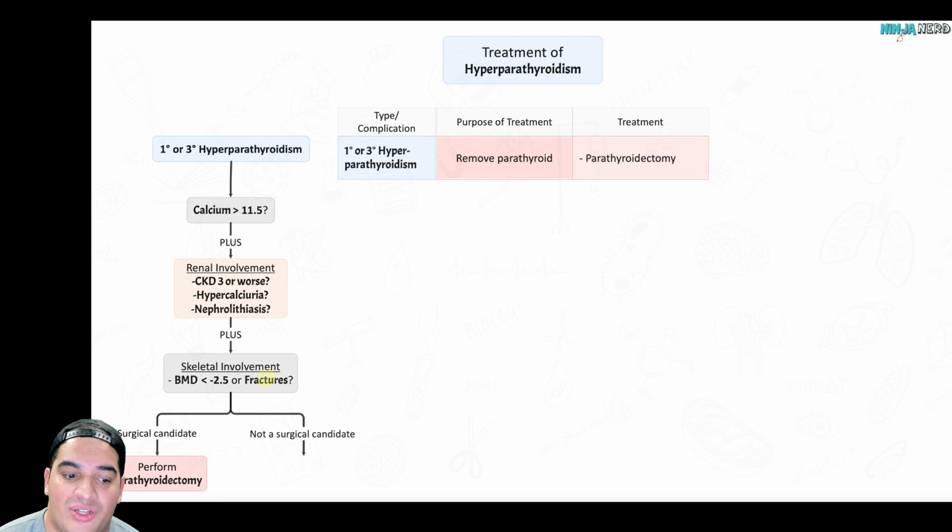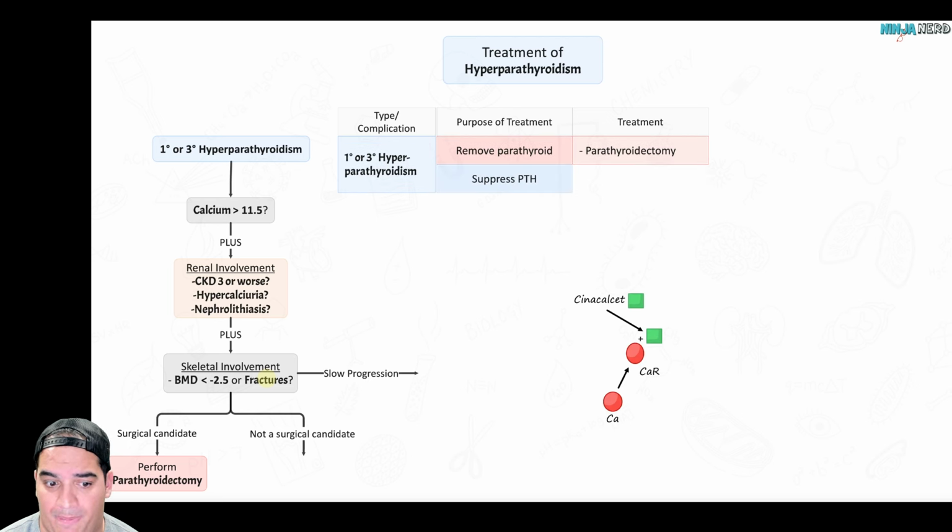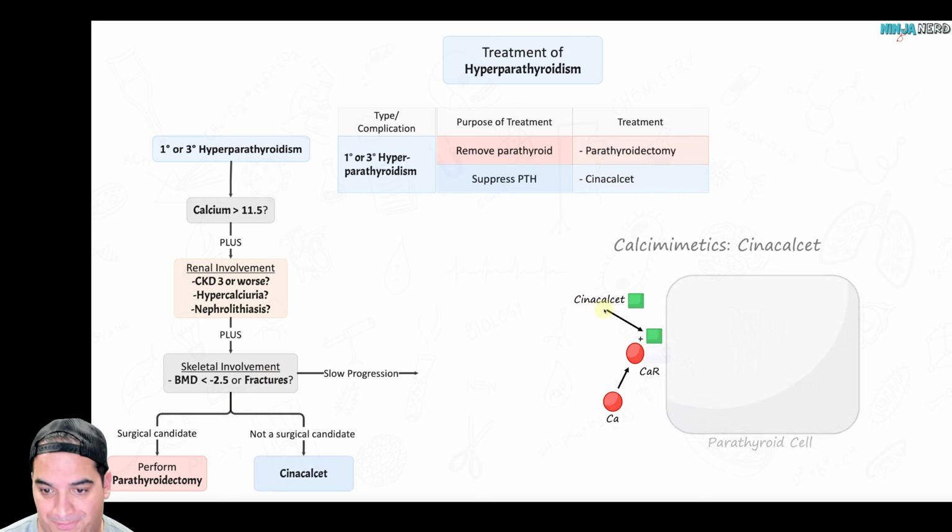If they're not a surgical candidate or they don't want to undergo surgery yet, what you can do is give them something that will try to suppress PTH production. This is called cinacalcet, also known as Sensipar. The concept behind cinacalcet is actually pretty interesting.